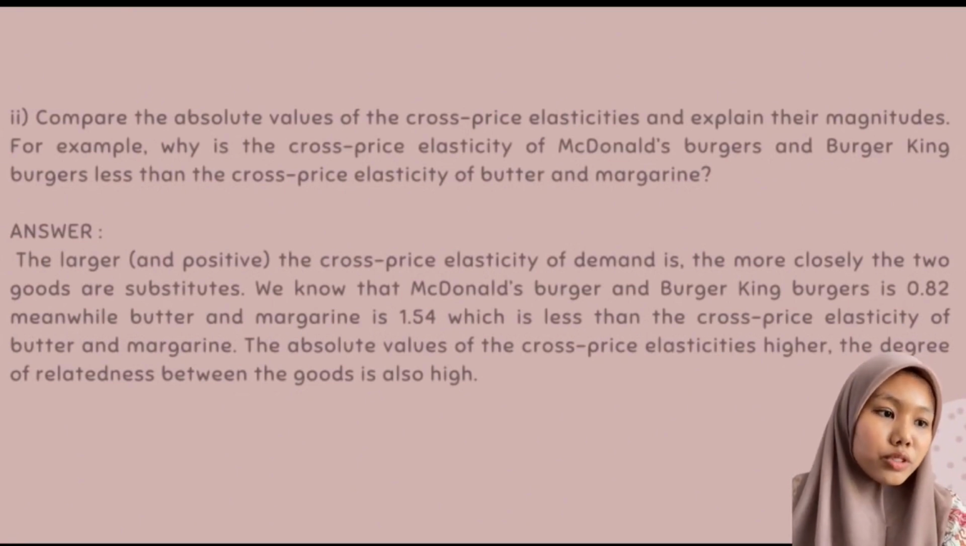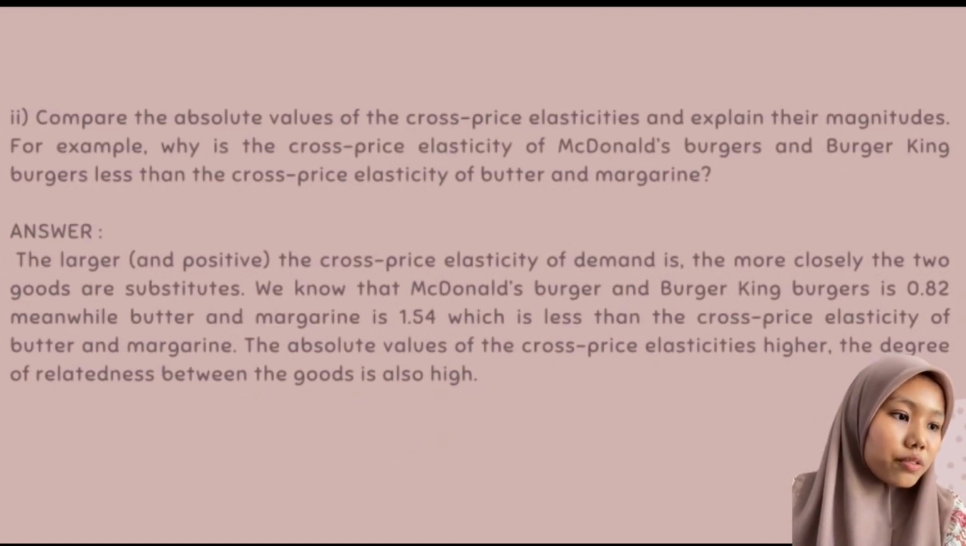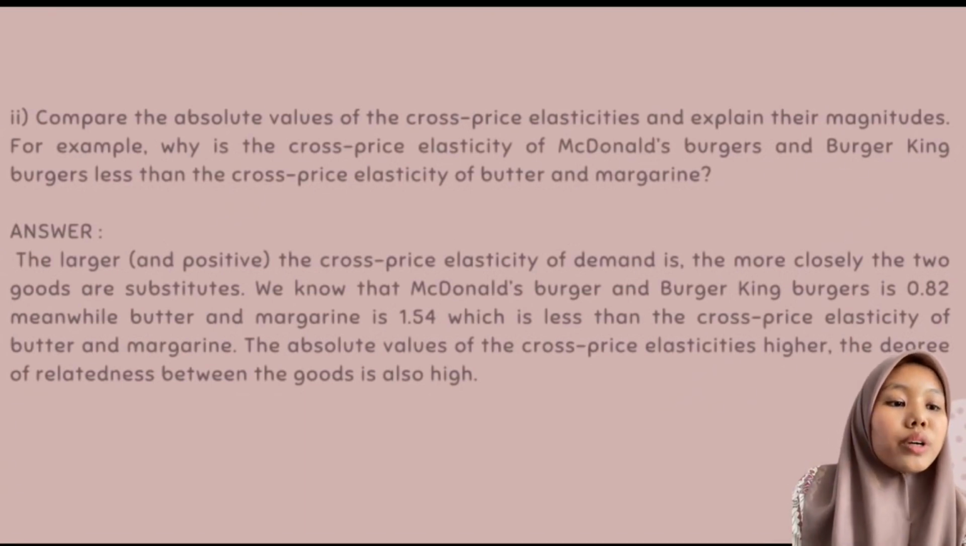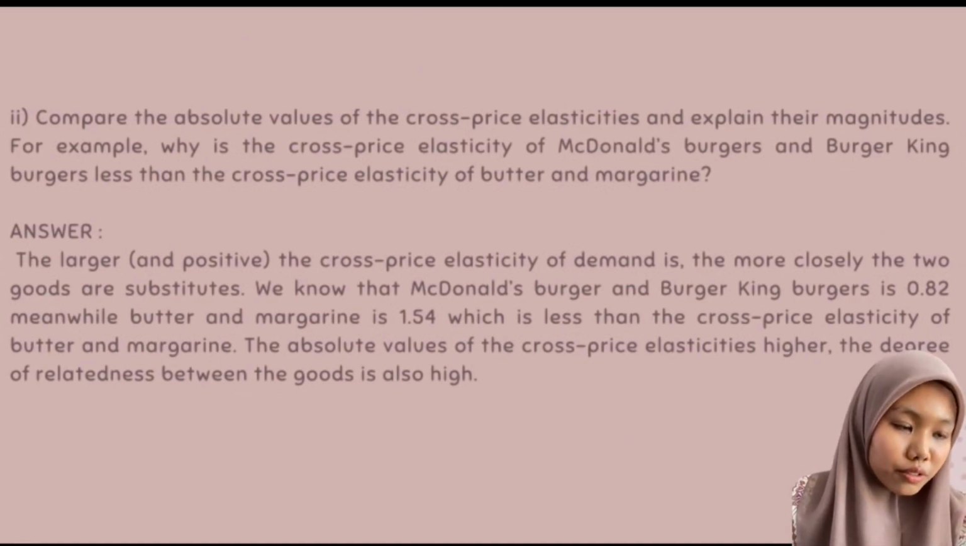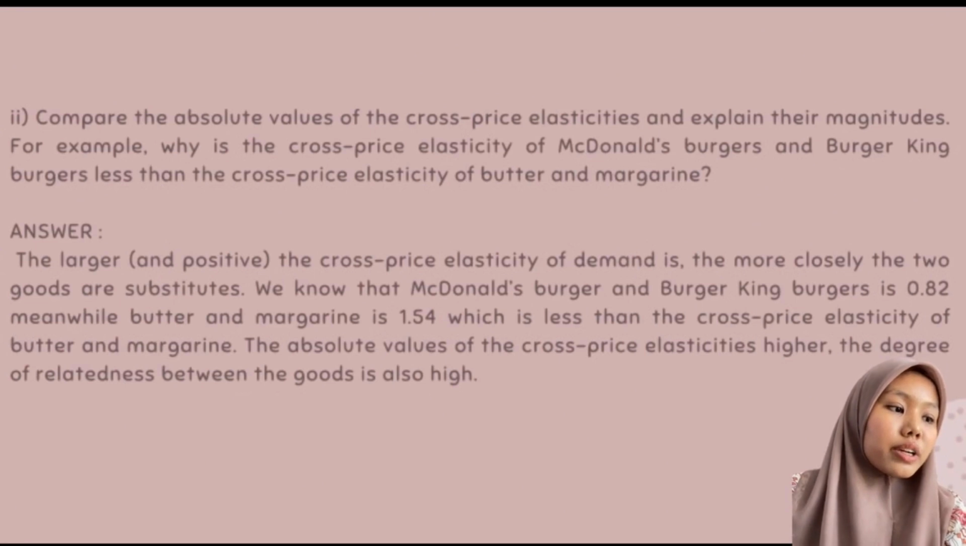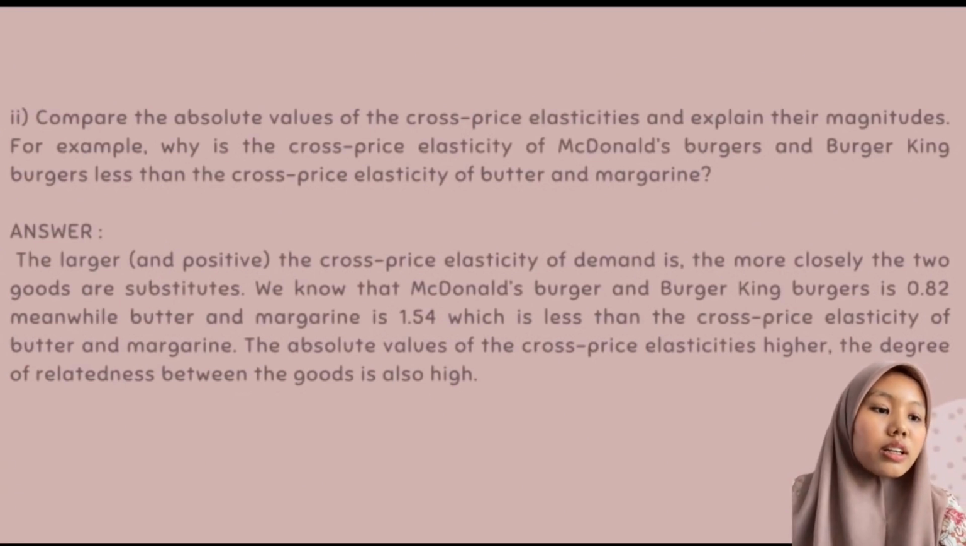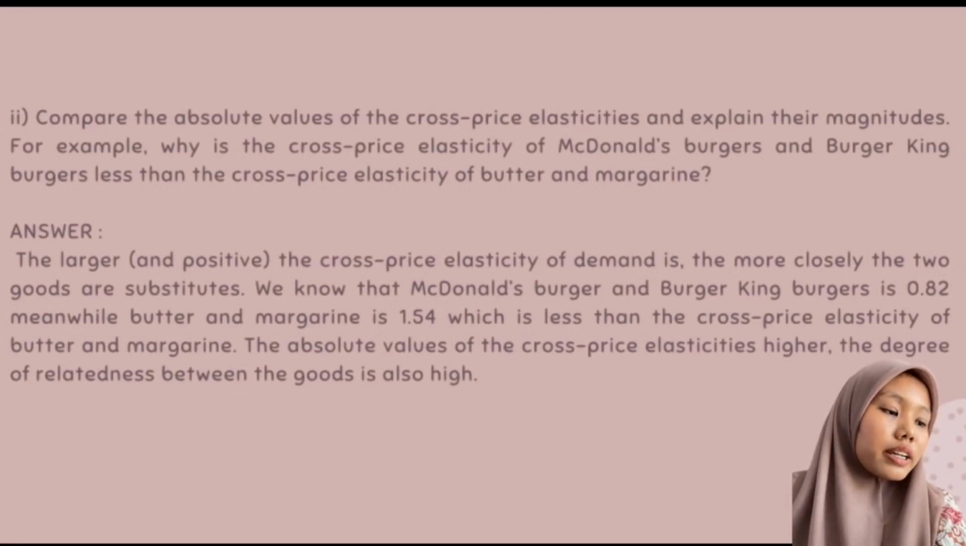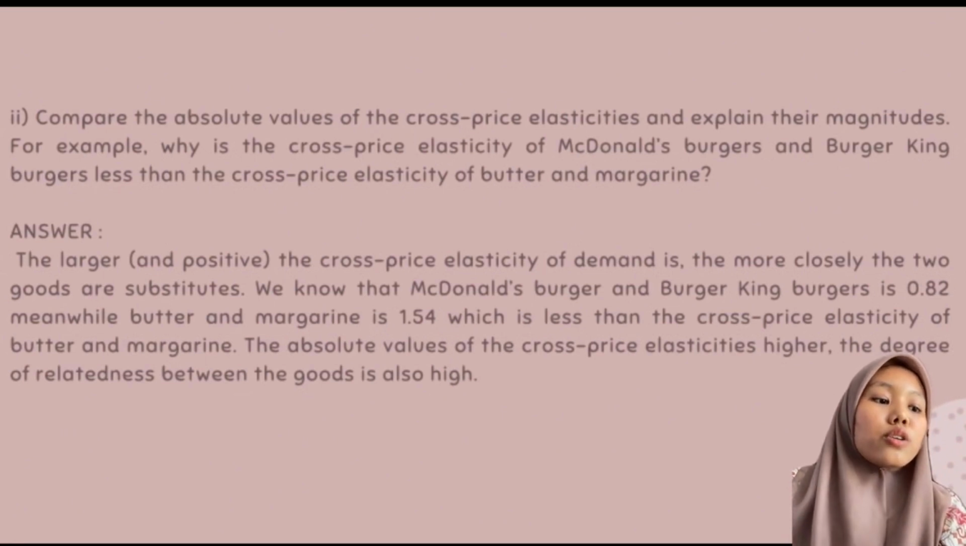The larger and positive the cross price elasticity of demand is, the more closely the two goods are substitutes. We know that McDonald's burger and Burger King burgers is 0.82. Meanwhile, butter and margarine is 1.54, which is higher than the cross price elasticity of McDonald's and Burger King. The higher the absolute value of the cross price elasticity, the higher the degree of relatedness between the goods.